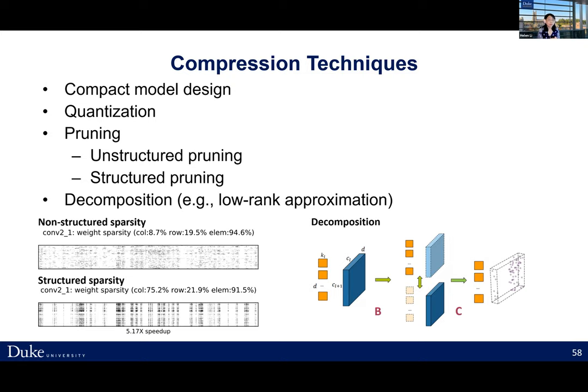When we're talking about network designs, there are many types of compression techniques, including compact model design, quantization, pruning, sparsification, decomposition, and so on and so forth. Compact model design is a pure exploration of the DNN architecture, right? And the other three are tightly integrated with the hardware design. In fact, right now there are also works on NAS, neural architecture search, searching for compact model designs for a given hardware. I will bypass this part for now, and only introduce some common techniques in the following, right?